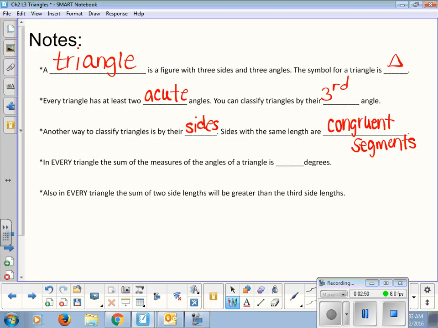In every triangle, the sum of the measures of the angles is 180 degrees. So in every single triangle, the measures add up to 180 degrees. Also, in every triangle, the sum of two side lengths will be greater than the third side length. The way I set that up to solve is I choose the two smaller side lengths and add them to see if it's greater than the third.